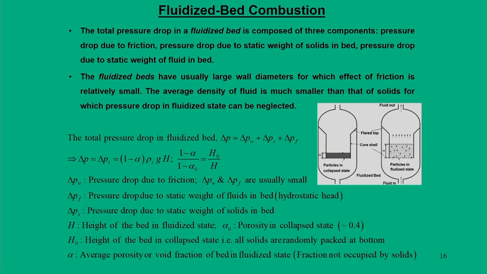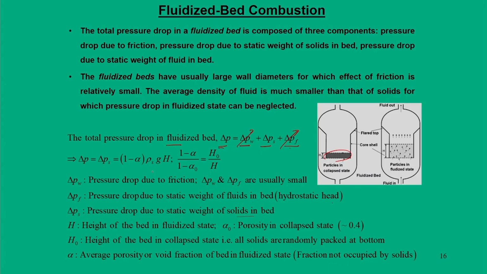Of course, we also require the pressure difference. The total pressure drop in a fluidized bed consists of three components. One is the pressure drop due to friction, another is the pressure drop due to the static weight of the solids in the bed, and the third is the pressure drop due to the hydrostatic head, the static weight of the fluids in the bed. In normal circumstances, we neglect two of these components, so that the total pressure drop contains only the pressure drop due to the static weight of solids in the bed, and this is nothing but rho g h.